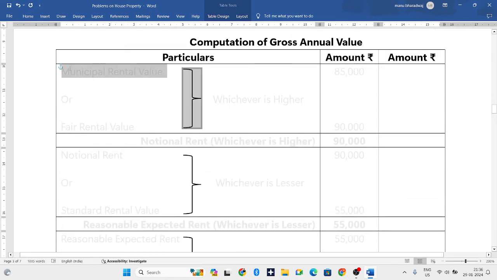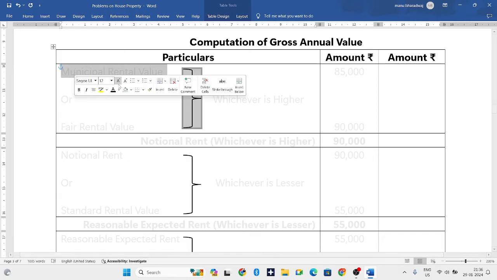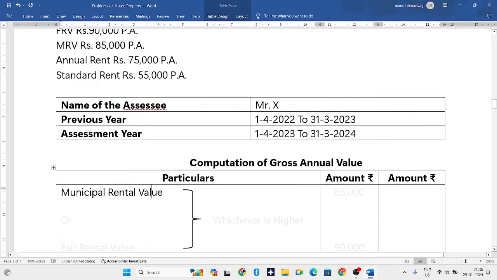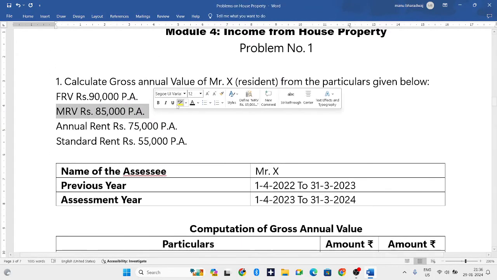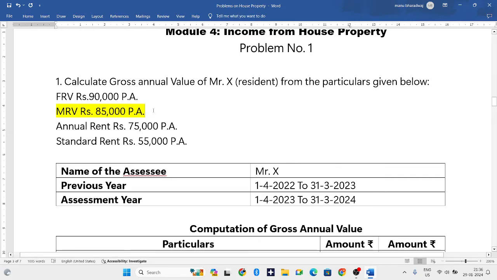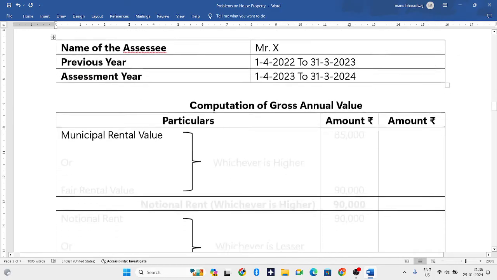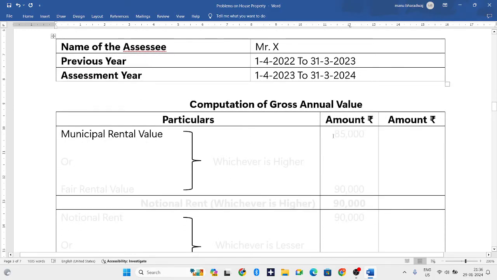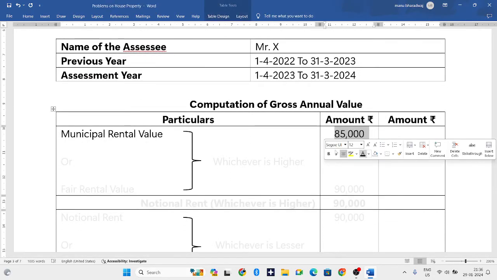So first, always you have to write municipal rental value. In the question, they have given that MRV is 85,000. Municipal rental value, it is 85,000. So municipal rental value is 85,000.